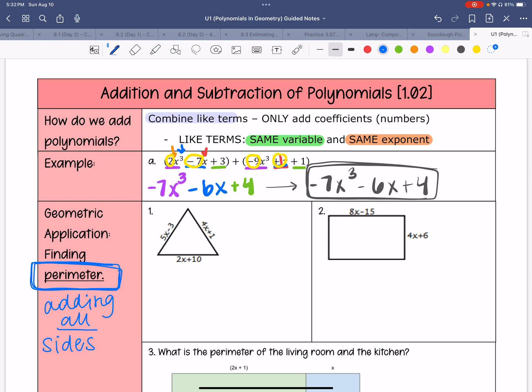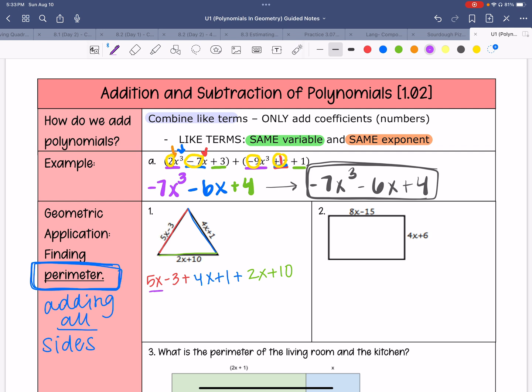So if I am asked to find the perimeter of this triangle, then that means I need to take this side here, 5x minus 3, plus this side here, 4x plus 1, plus my third side, which is 2x plus 10. So this would be my expression for finding the perimeter of this triangle. Now, again, since I'm adding my polynomials, I need to identify my like terms.